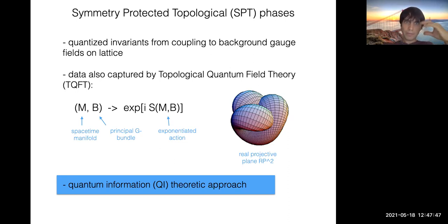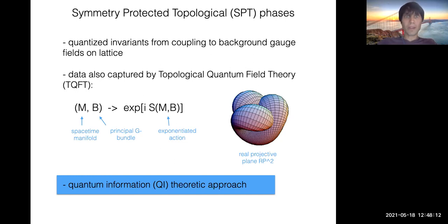And whereas the original Hamiltonian is sort of boring and short range entangled, in the sense that its ground state is continuously connected to a product state, the gauge theory Hamiltonian has intrinsic topological order. And in fact, this is true.